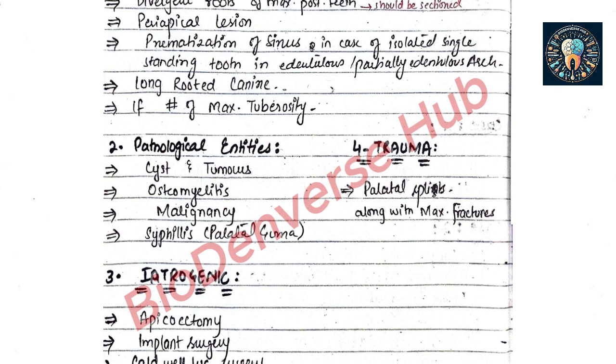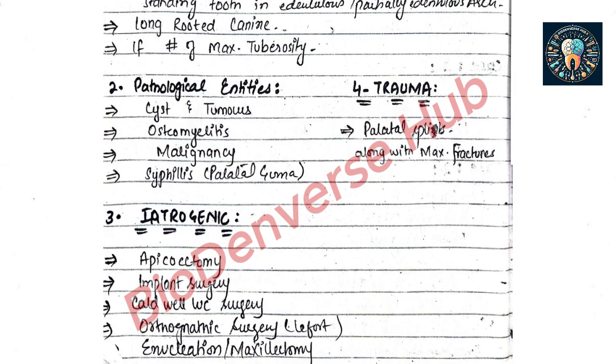There are also some iatrogenic causes. For example, during an apicectomy or any implant surgery, or the Caldwell-Luc surgery, orthognathic surgery, that is Le Fort 1 and 2, maxillary advancement and setback, and also enucleation or maxillectomy. In case of performing these procedures and surgeries, you can iatrogenically cause oro-antral communication and fistula formation.